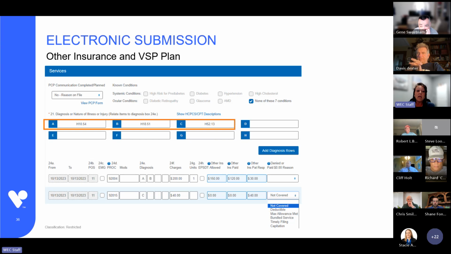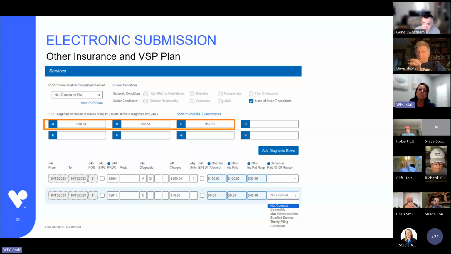In this example, I billed again medical diagnosis codes in the A and B spot, and then in the C spot I did the refractive code. You have to go ahead and include a refractive code in order to get paid for your 92015. Okay, now this is what I billed to Blue Cross Blue Shield, knowing that I'm not going to get paid for that 92015. It's going to get rejected, but that's okay. Whatever I bill to primary, I have to bill to secondary, but if I didn't bill it to primary, I can't bill it to secondary. So everything has to match.